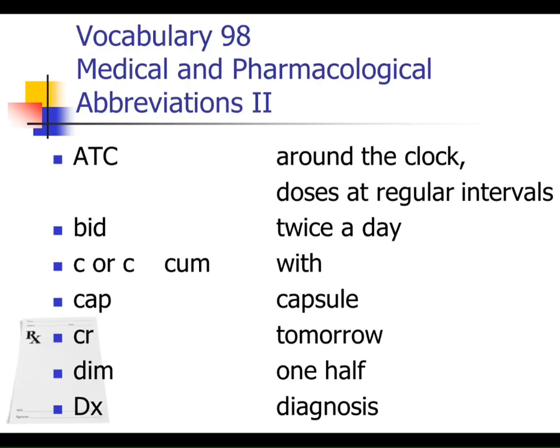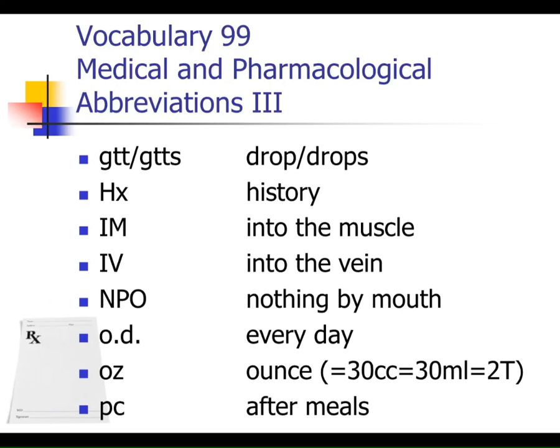BID, twice a day. C, or C with a line over it. That's what didn't show up on my PowerPoint, but C with a line over is cum, meaning with. Capsule, pretty straightforward. CR is tomorrow. DIM, half, and DX, you'll see a lot of terms with X in it. DX is diagnosis. GTT or GTTS, drop or drops. HX, referring to the history of something. IM, into the muscle. IV, into a vein. NPO, nothing by mouth. So if you are about to go into surgery, they might say nothing by mouth for 24 or 12 hours or something like that.